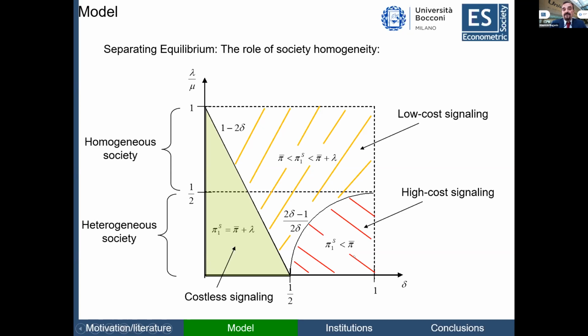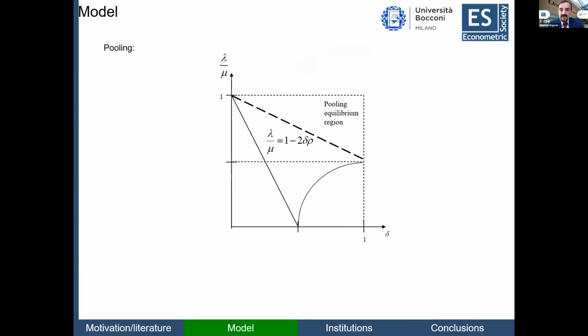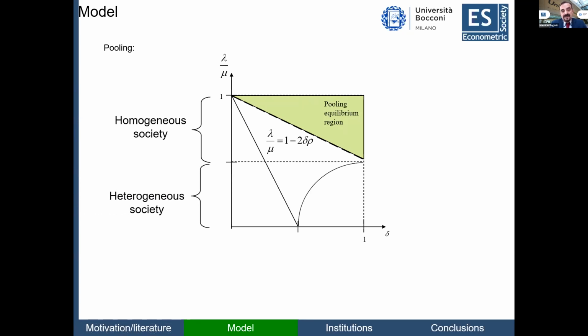And to even actually choose inflation rates below the target. Now, what happens with the pooling equilibrium? The pooling equilibrium may not always exist, but when it exists, it's in the region of the homogeneous society. So in heterogeneous societies, if I define heterogeneous societies as lower than half, then there will be no pooling equilibrium.